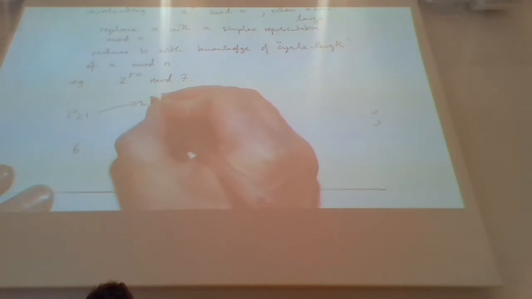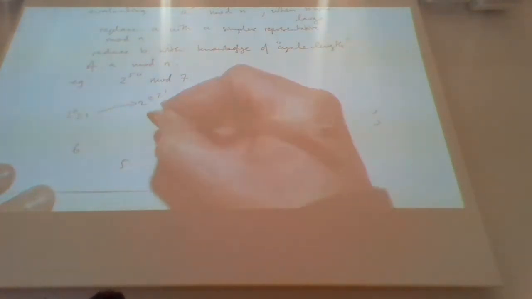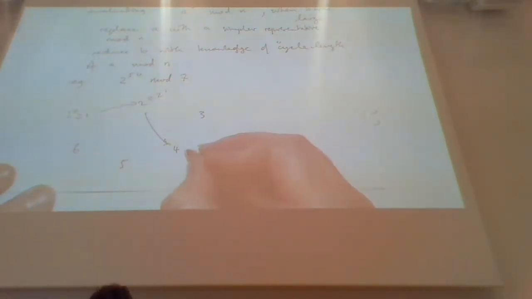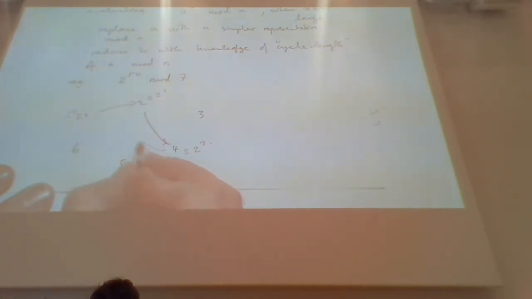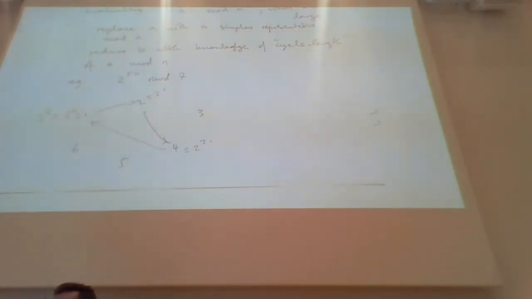So look at what happens with powers of 2. Well, the first power of 2 is 1. 2 to the 0 is 1. Then you multiply by 2, you go to 2, which is 2 to the 1. You multiply by 2, you go to 4, which is 2 squared. Multiply by 2, you go to 8. But if you're working mod 7, 8 is the same as 1. So you get back to 1 here when you go to 2 cubed.